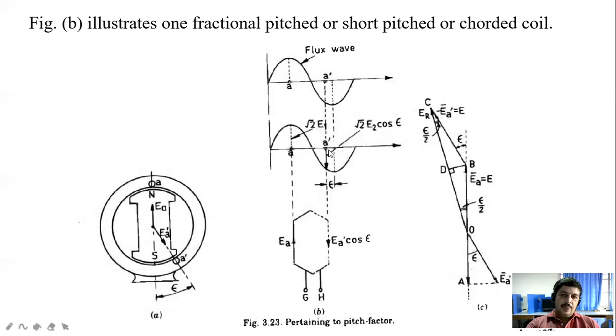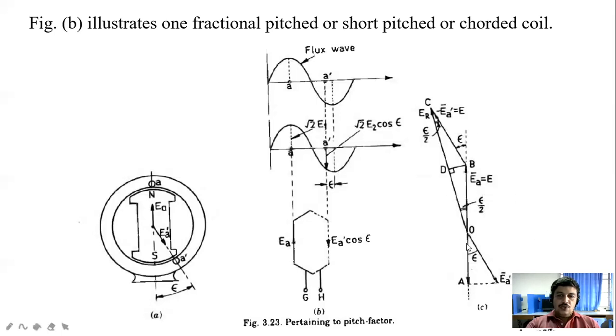At the same time, the EMF induced in coil side A dash is not maximum, because coil side A dash does not lie exactly under the influence of the S pole. So this EMF is not at its maximum value. The EMF induced in coil side A dash is represented with OA, and that OA is equal to E into cos epsilon, or EA dash into cos epsilon, where epsilon is the chording angle.